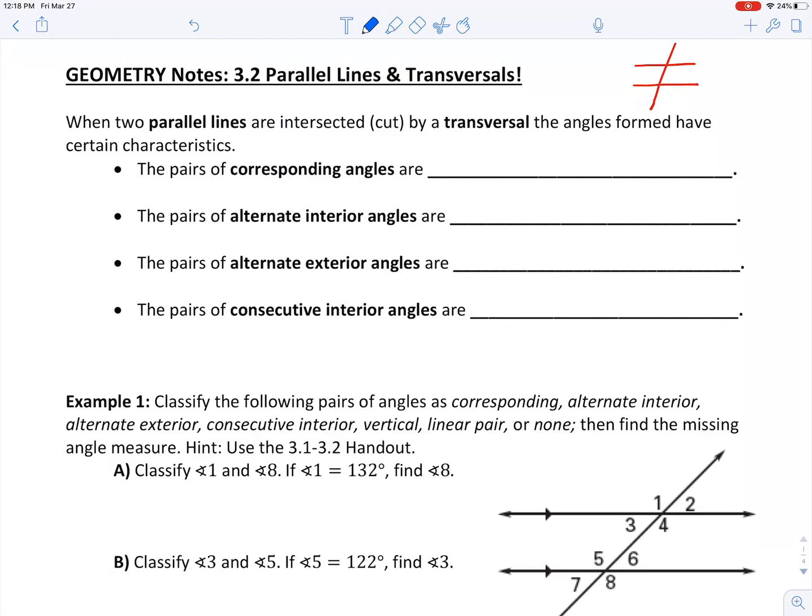As we've learned in our previous lessons, we have corresponding angles that look like this. Okay, those two corresponding angles are going to be congruent if the two lines are parallel. Now, what does congruent mean? This is the symbol for it. It's really the exact same thing as saying equal.